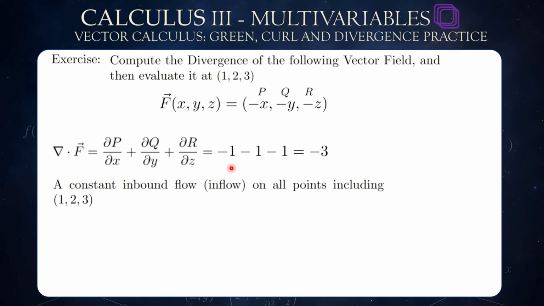It's a constant inbound flow. Why? Because it is negative. So on all points, it is an incoming flow traversing the surface inwardly. This includes also the point (1, 2, 3).